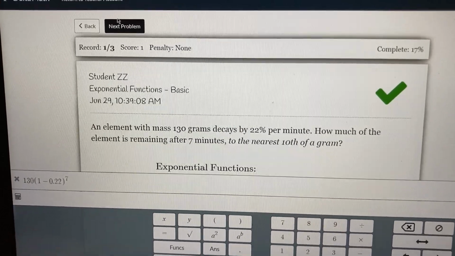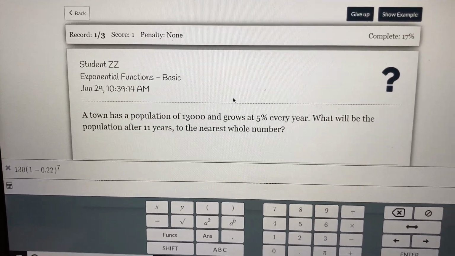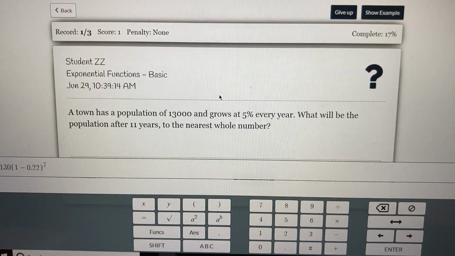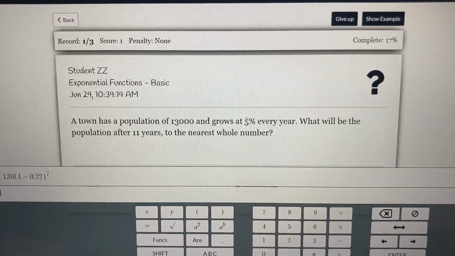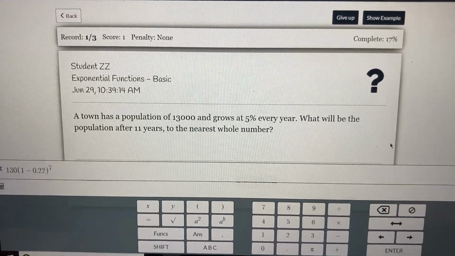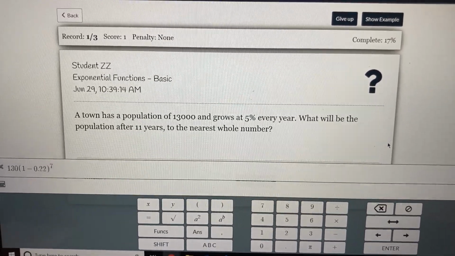Now you may also get an exponential growth problem. So see, this says a town has a population of 13,000, sorry, and grows at 5% each year. What will be the population after 11 years to the nearest whole number?